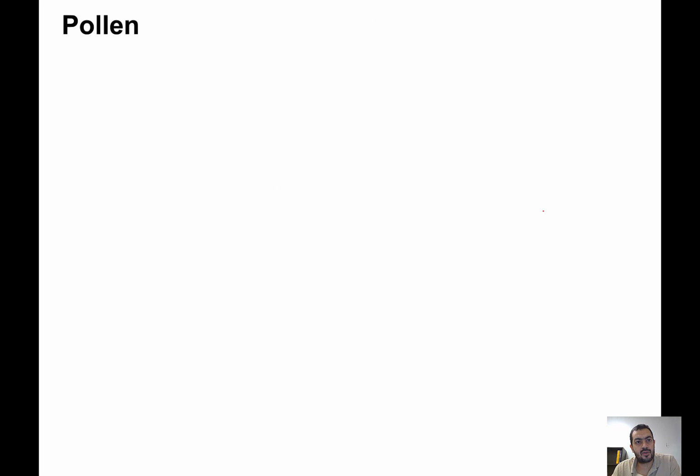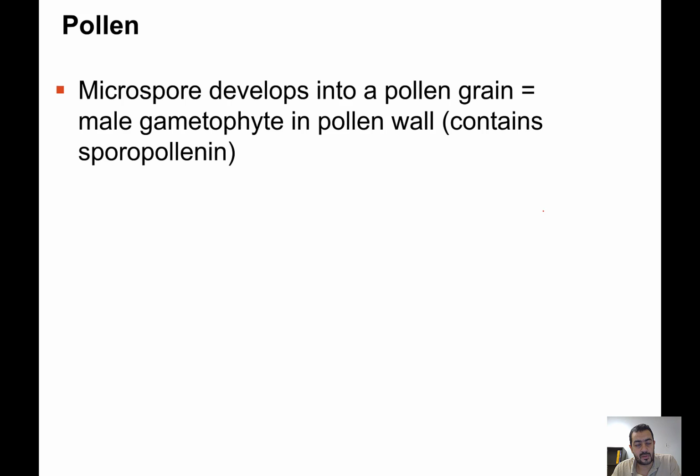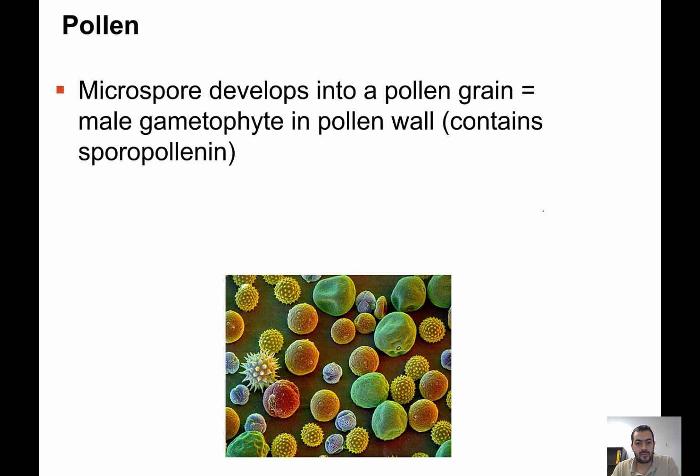And the last feature to highlight here is the presence of pollen, or the dependence on pollen as a way of dispersal of the sperms. So as we said, we have megaspores and microspores. These microspores will develop into a pollen grain. So the male gametophyte in a pollen wall, something like that. So the male gametophyte, which will produce the sperm, will be enclosed in this pollen wall.